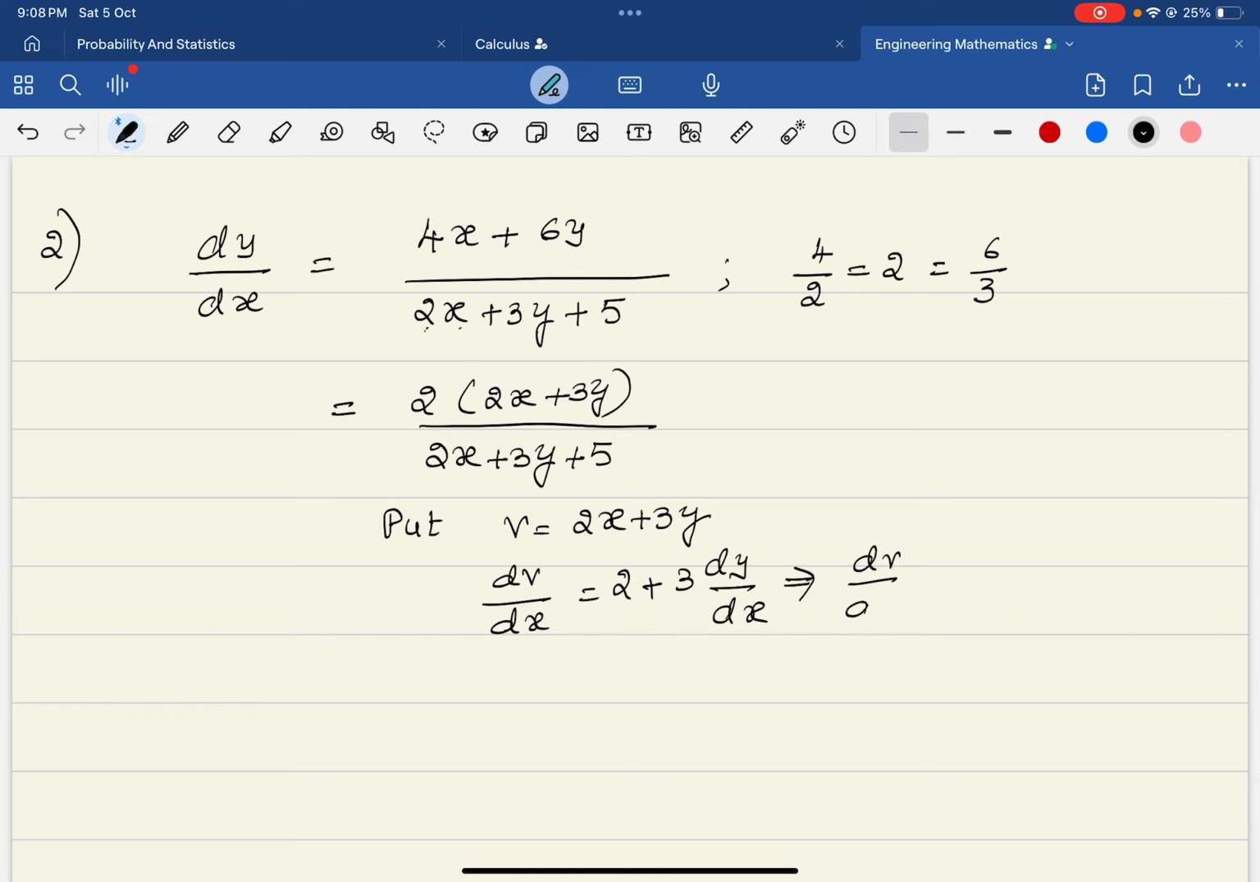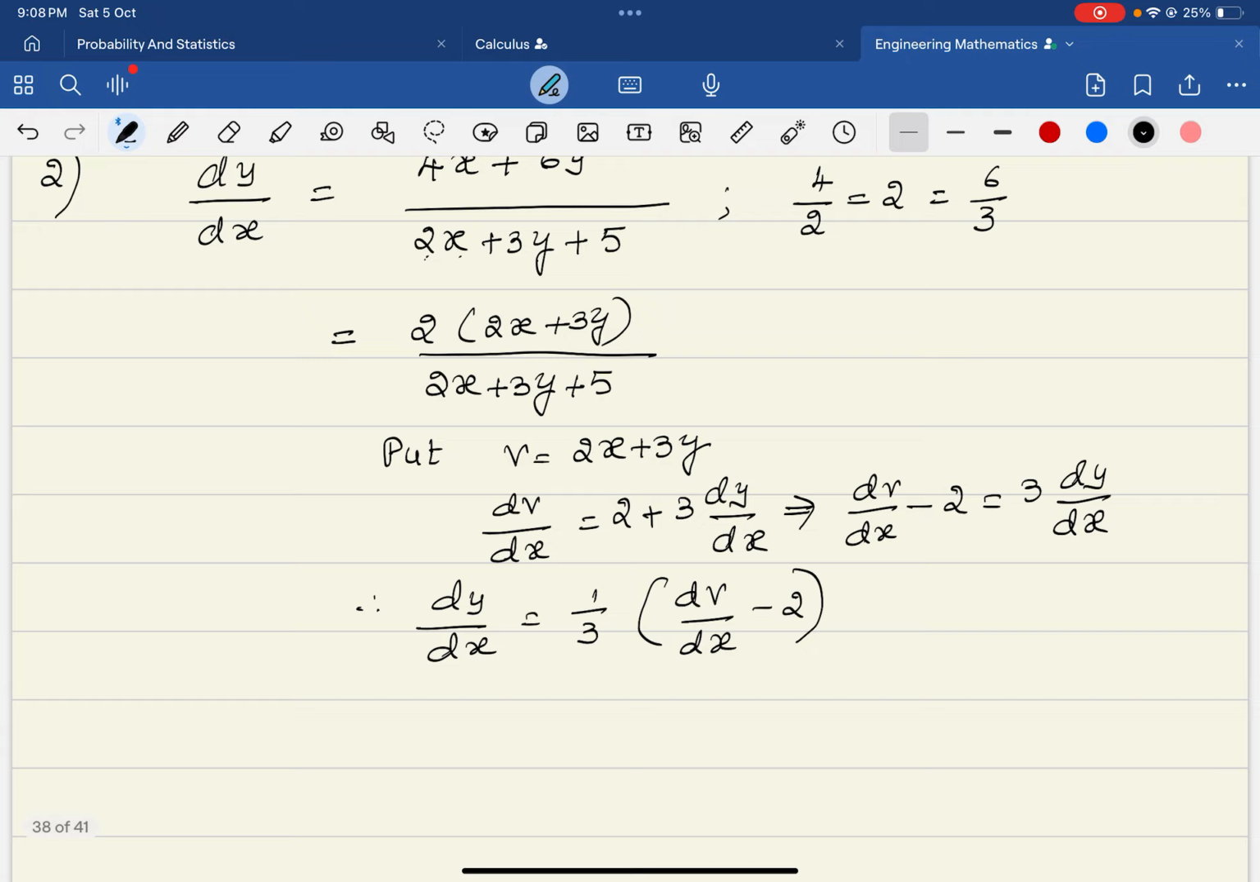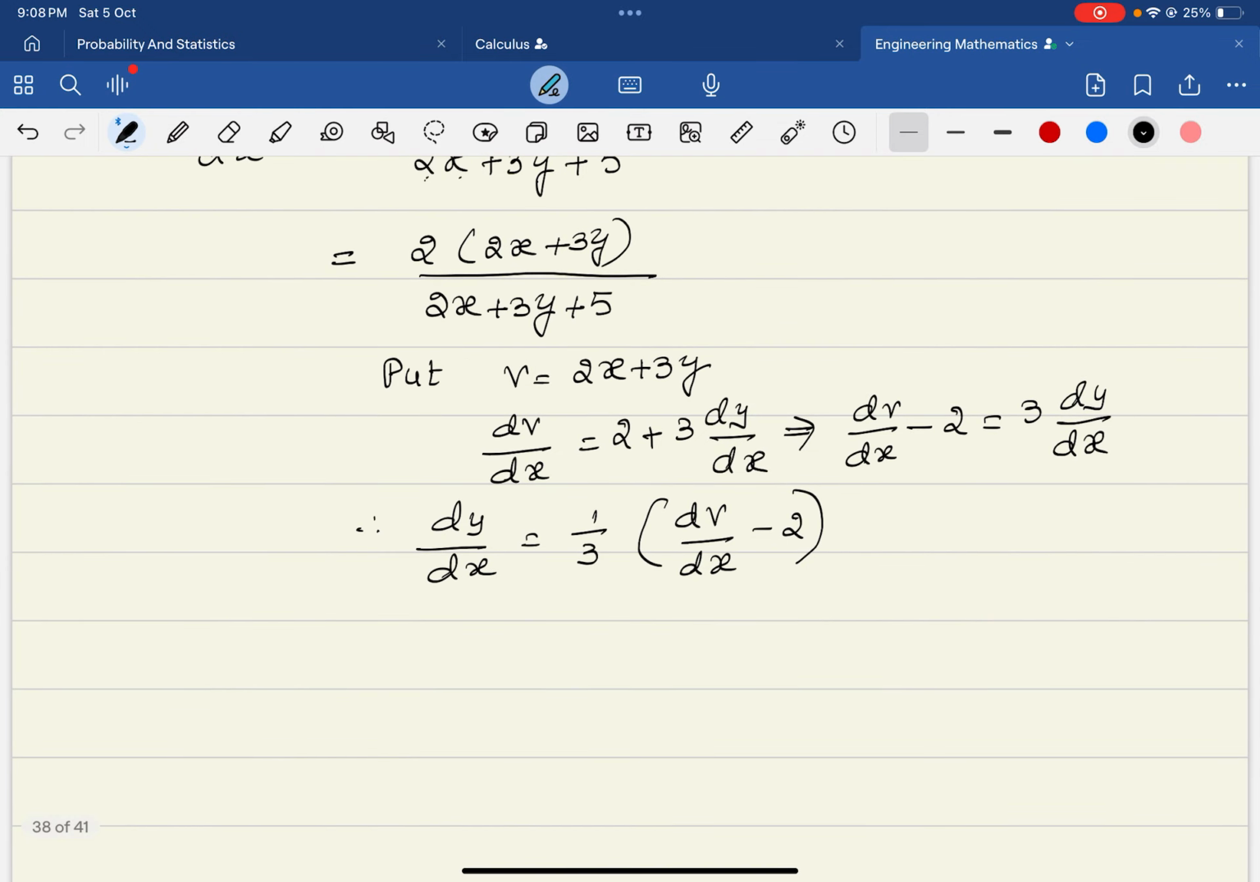dv by dx, send this 2 to the other side, gives you 3 dy by dx. Now, we need only dy by dx, not 3, correct? So, we divide by 3. So, that is 1 by 3 times of dv by dx minus 2. So, this is the substitution. Now, what do we do? We plug all these values in this equation.